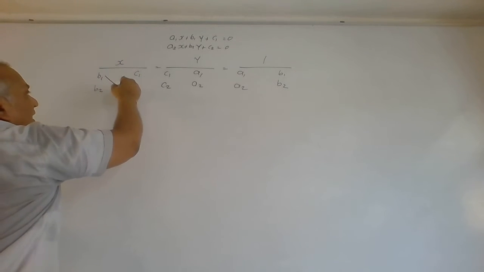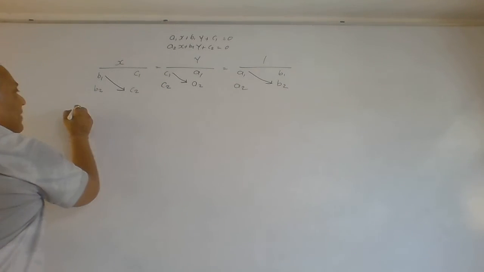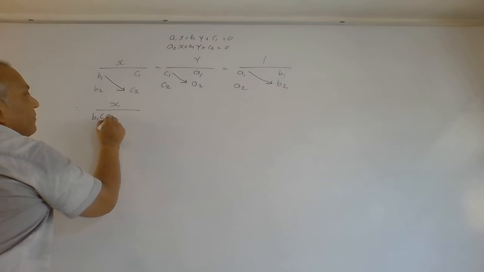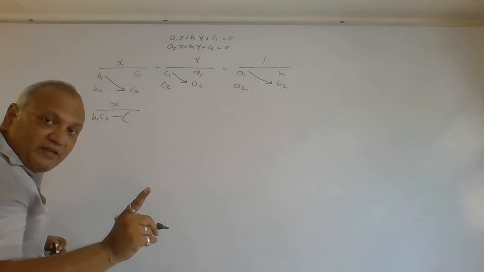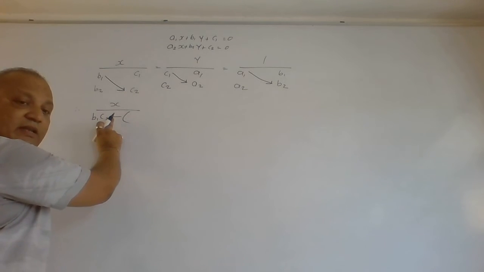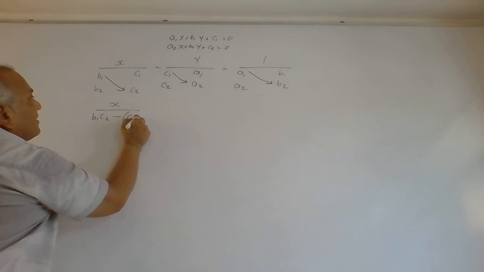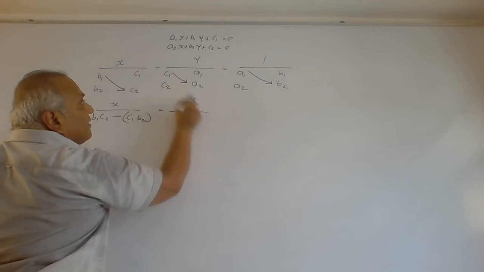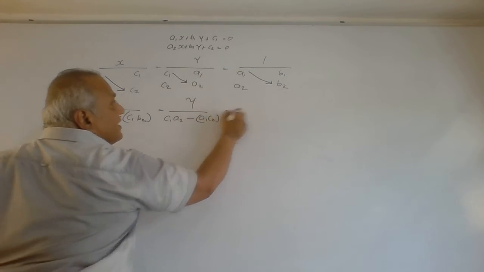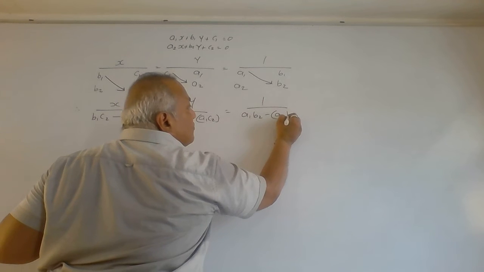Now we have to multiply the right hand side first. I have drawn the arrow. This side we have to multiply first. Therefore, x upon b1 c2 minus, then a bracket must be there. If you do not write down the bracket, then you will sometimes go wrong, not always, but here it is always minus. Then c1 b2. It is equal to y upon c1 a2 minus a1 c2. It is equal to 1 upon a1 b2 minus a2 b1.